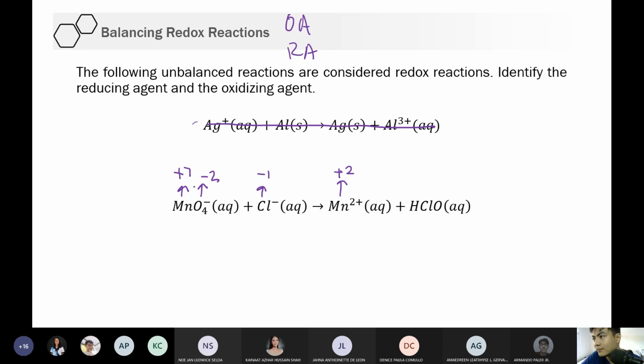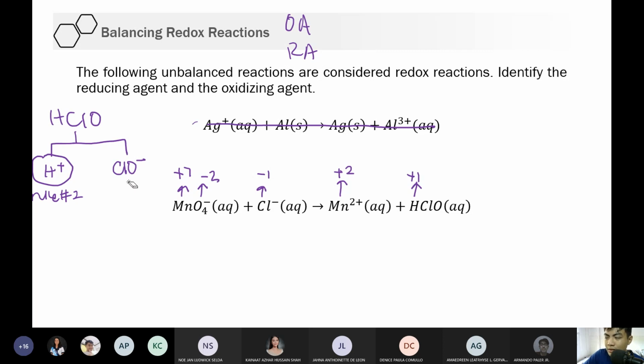HClO. Okay, so HClO. Dito, ano sabi ko? Pag tatlong element na yan, kung kaya, split into ions, gawin. Ionic compound naman to, so pwede to split into ions, di ba? So, what are the ions we can form? Pwede tayo makagawa ng H+, ClO-. Ayun, monoatomic ion ulit. So, that's rule number 2. ClO, yan ay rule number 5.